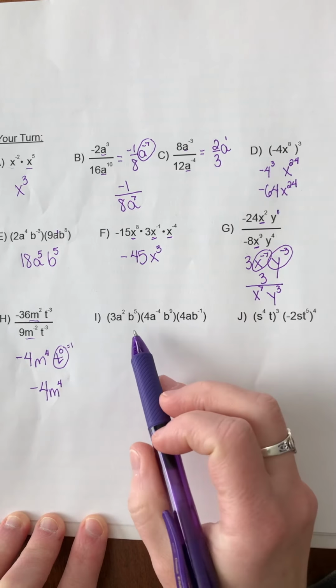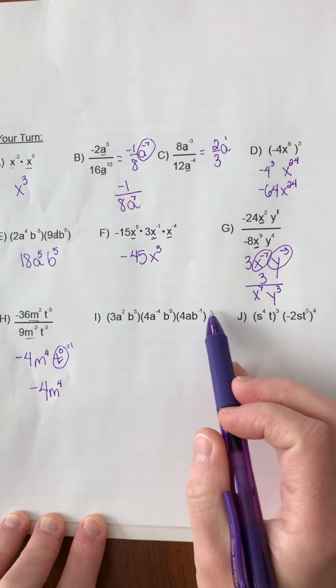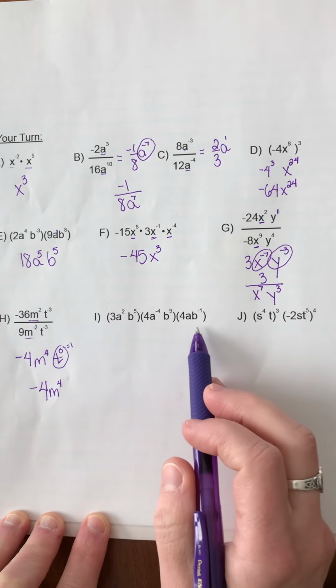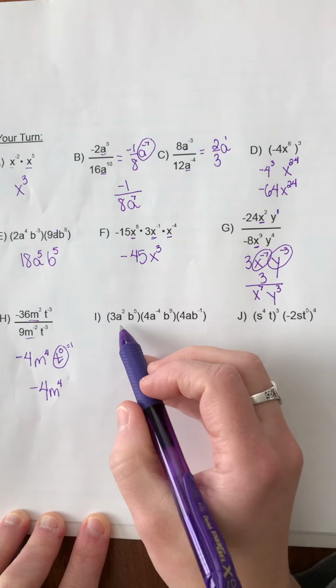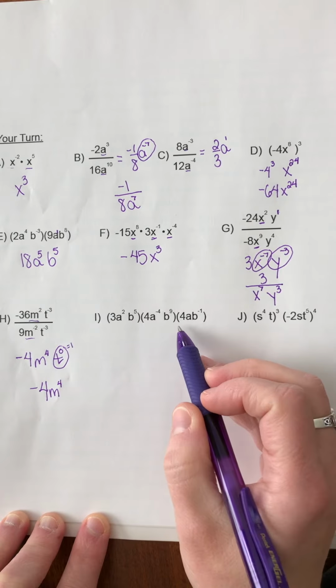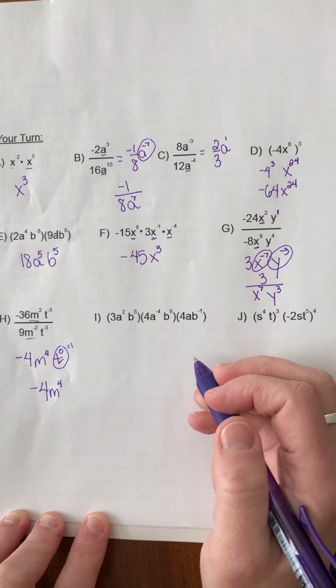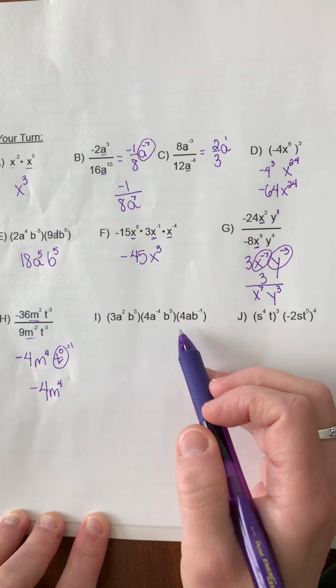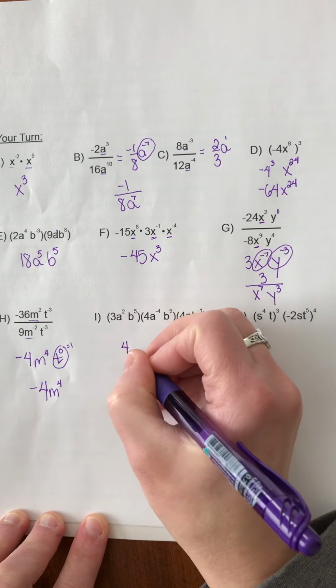All right, for the next letter, I have nothing outside of these parentheses, so I don't have to distribute anything. So I'm going to be multiplying these three terms. So 3 times 4 times 4. So I take those coefficients first, and I do 3 times 4 is 12, times 4 is 48.